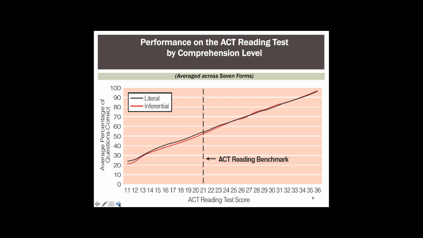So for those kids who get 11, literal and inferential comprehension comes out exactly the same. One isn't any harder for these students than another. The kids who get 15, the same. The kids who get 21, the same. The kids who get 28, it's exactly the same. There is no variation in that.